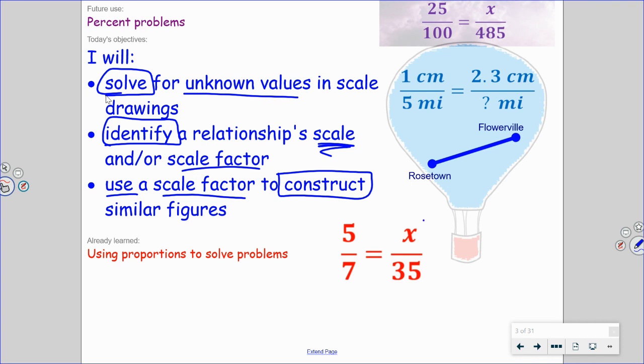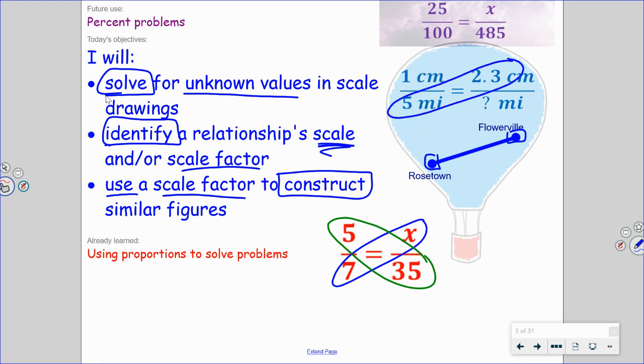Now think about everything we've done with our cross products and ratios. So we're going to use that skill to say, well, let's say we have something on a map. We got Rosetown to Flowerville. We know they're 2 and 3/10 centimeters on the map. And we also have a scale. What we're going to be able to do is use our cross products to then find that missing piece. How many miles in real life? And we'll use a similar idea to eventually solve more complicated percent problems.